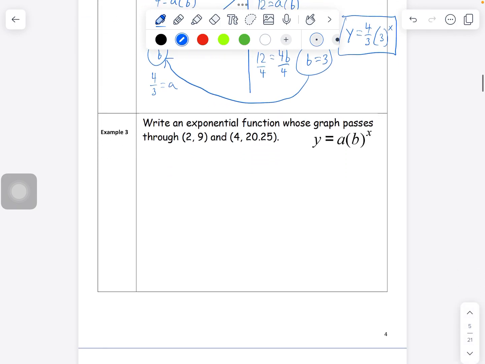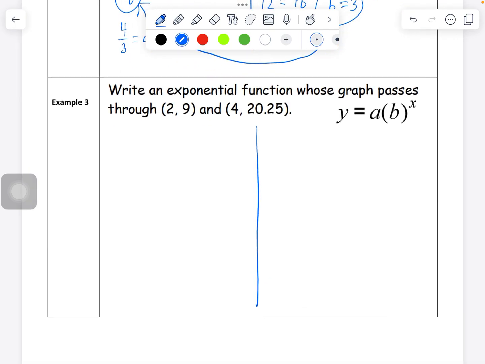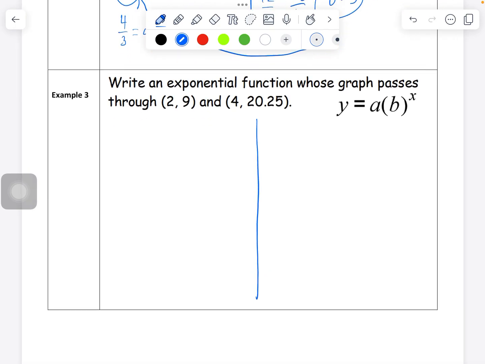Okay, last one here, same exact process. We're going to divide the line here. This is our x and our y. So it would be 9 equals a times b to the second power. And this side is going to be 20.25 equals a b to the fourth power. On this side, again, we're going to solve for a. So I'm going to divide by b squared this time. So 9 over b squared is equal to a.